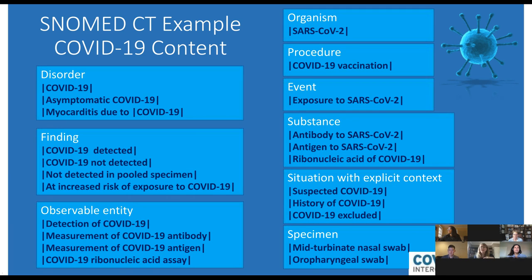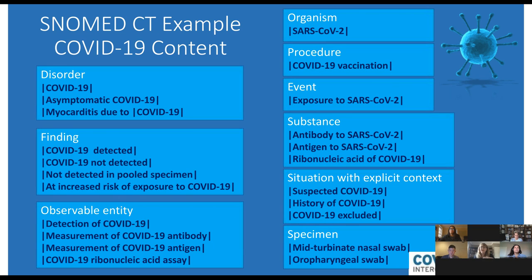So here are some examples of the type of COVID-19 content that's been added to SNOMED CT this year. For example, we've added the COVID-19 disorder itself, as well as asymptomatic COVID-19, and secondary conditions like myocarditis due to COVID-19. We have findings from laboratory tests, such as COVID-19 detected and not detected, or not detected in a pooled specimen, and other findings like at increased risk of exposure to COVID-19.